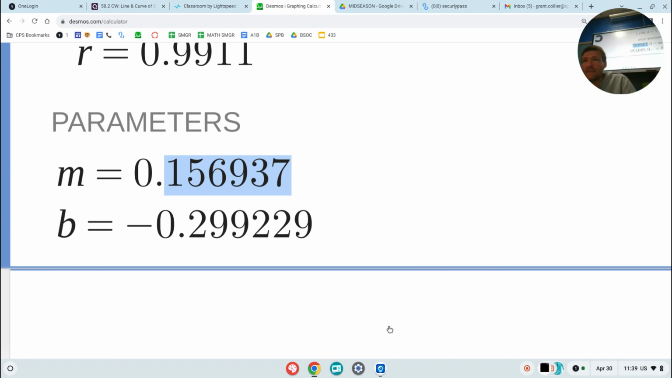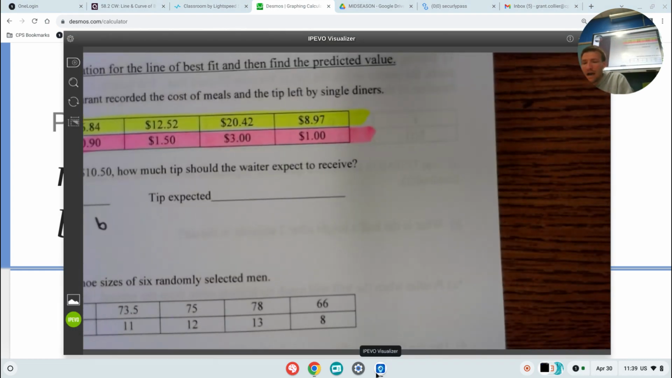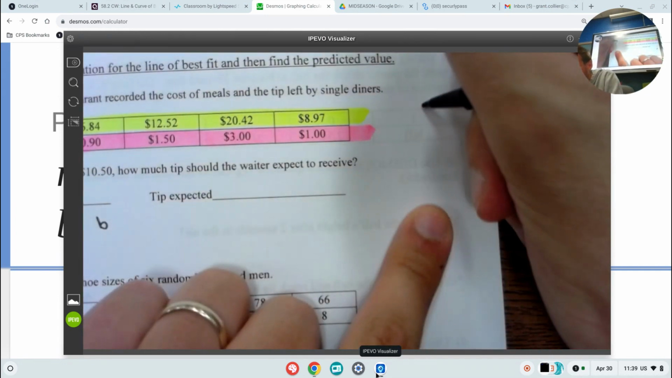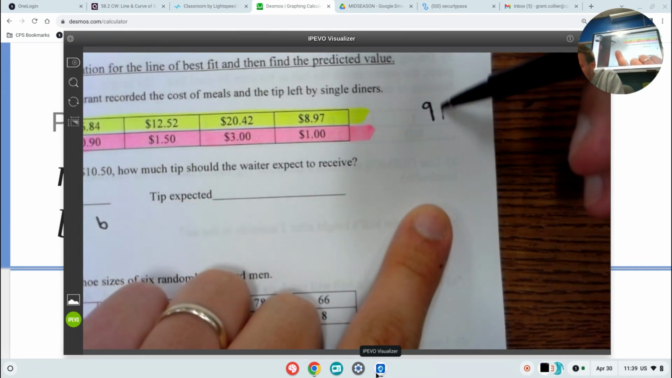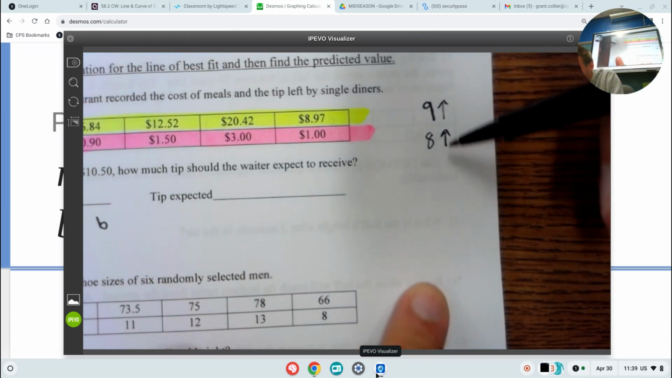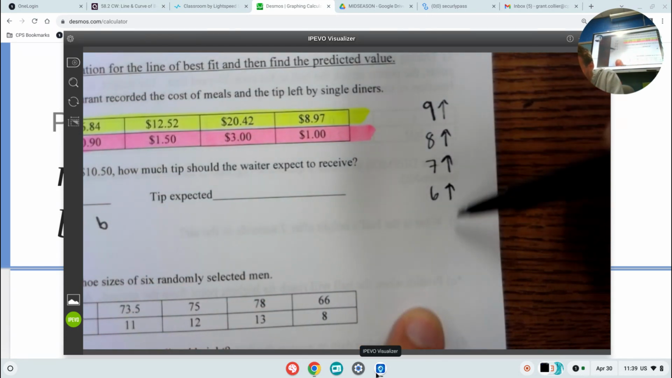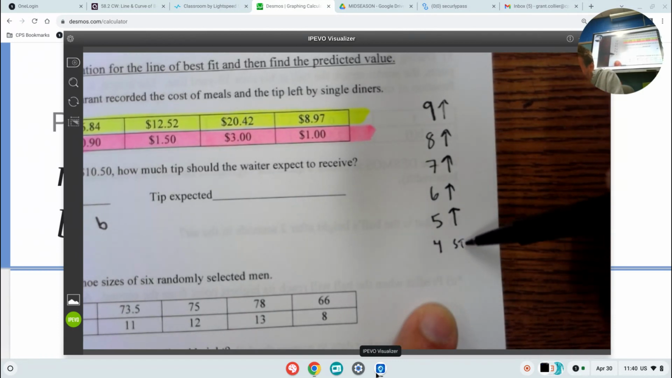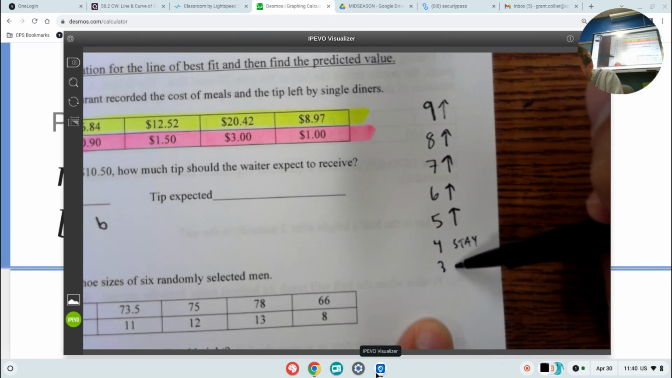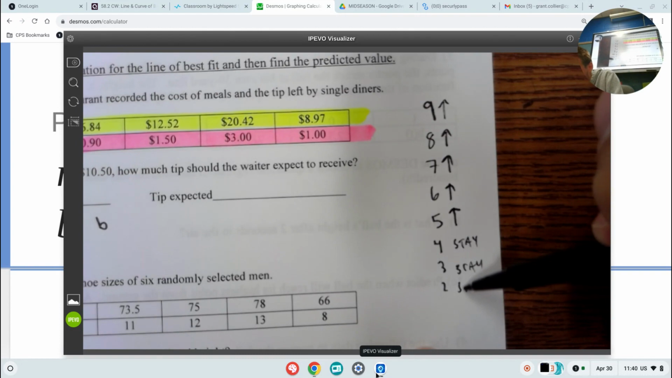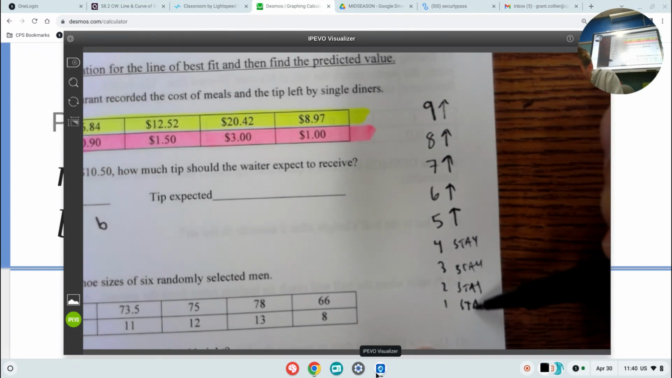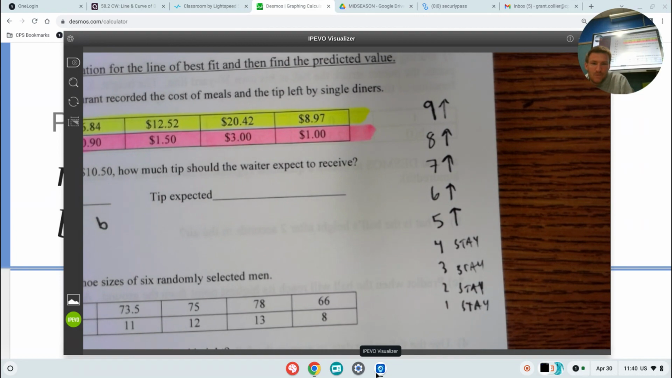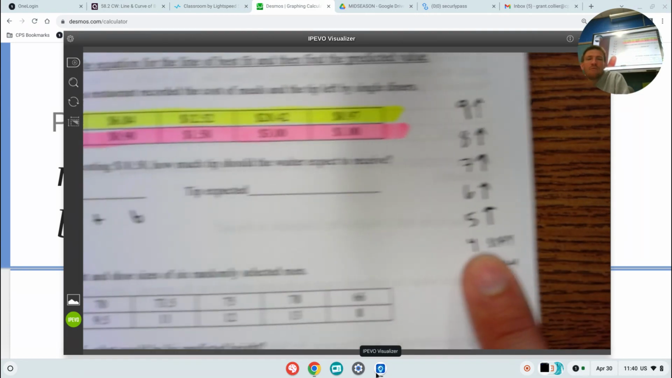Not even joking, this rounding is the only math, like the actual math that you have to do, is to round numbers. So, how does rounding work? If you have a 9, are you rounding up or down? Up. If you have an 8, 7, 6, what about 5? Up. What about 4? Right. If you have a 4, then you're just going to stay the same. Same with a 3, same with a 2, same with a 1. Okay. So if we're looking for a 9, 8, 7, 6, 5, we're going up.